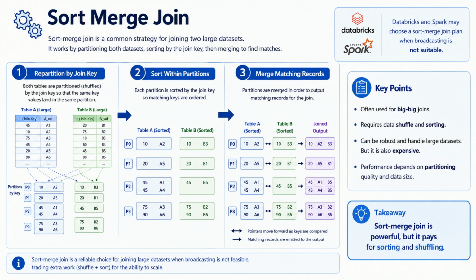Sort merge join is reliable and can handle large datasets, but it pays for that scalability with extra work. It requires shuffle, sorting, and more disk and memory usage. This is why sort merge joins can be expensive when data is large, partitions are not balanced, or join keys are skewed. Takeaway: sort merge join is powerful, but it pays for sorting and shuffling.